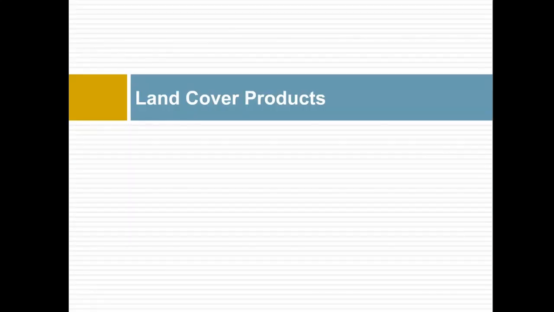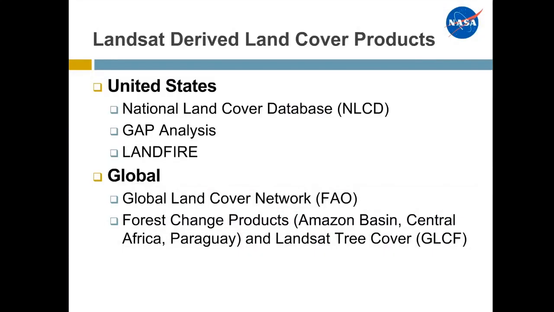Next, I will describe land cover products derived from satellite data that you can download. Land cover products for just the U.S. include the National Land Cover Database, gap analysis data, and LANDFIRE. Global products include the FAO Global Land Cover Network and various forest change products. Next, I will be discussing these products.